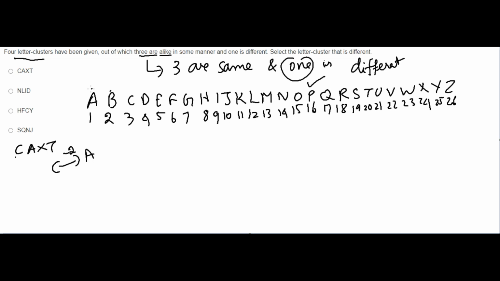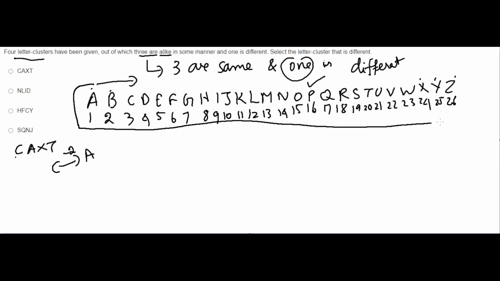And from A, if you come back 1, 2, 3, because you can go in this way, and also in reverse order. So from A, if you go minus 3, you will get X. C to A to X. Then X to T: 1, 2, 3, 4. From X, if you come back 4 times, you will get T.